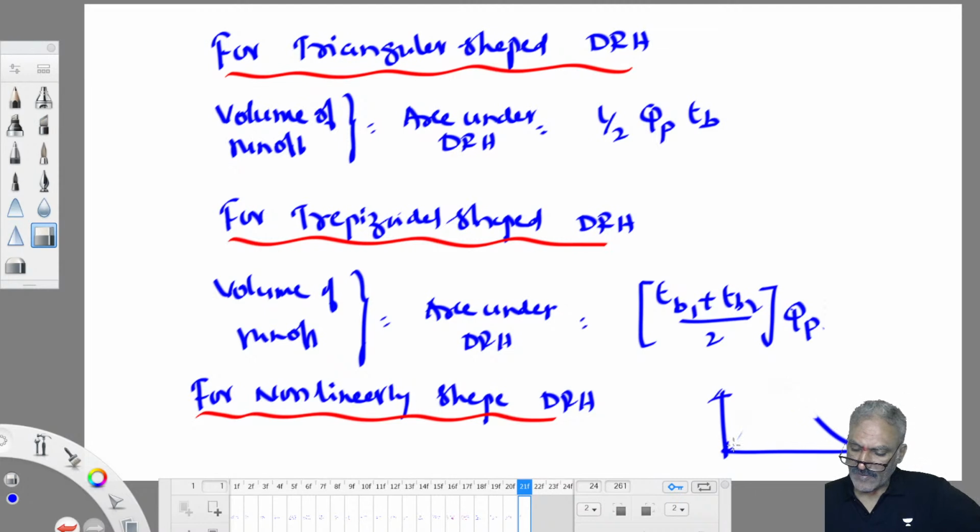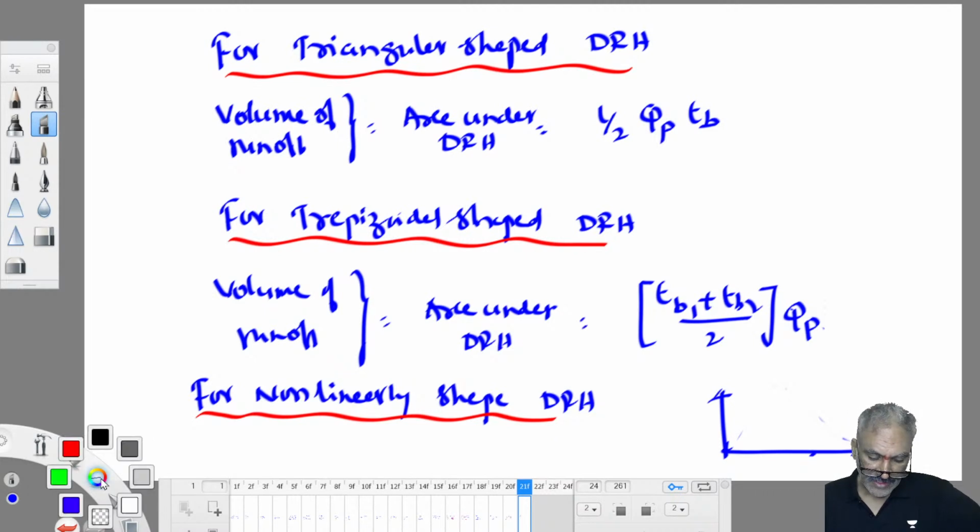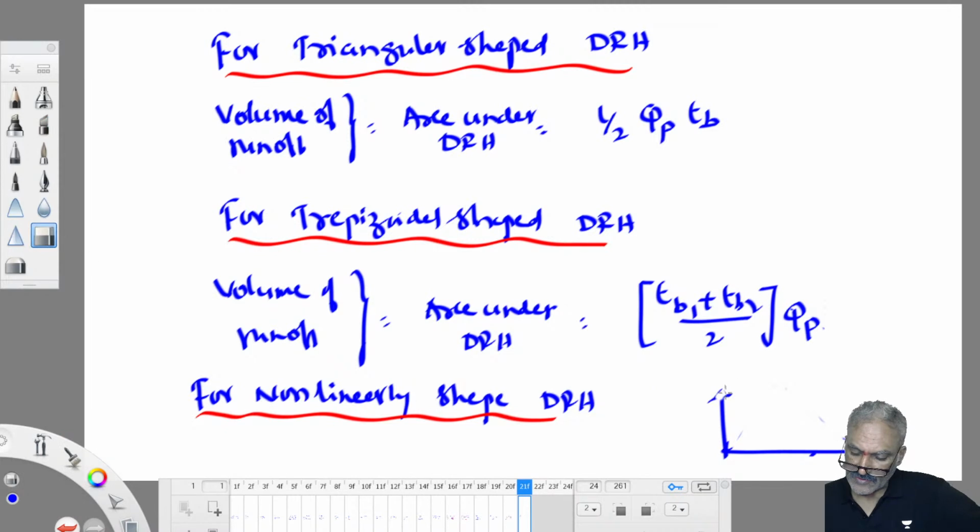Whenever ordinates are given, by default we assume that it is non-linear in shape. That doesn't mean it is always correct. Even a linearly shaped hydrograph also has ordinates. But generally for linearly shaped hydrographs we don't need ordinates, we just need only the peak ordinate. For non-linearly shaped hydrographs, all ordinates are required.